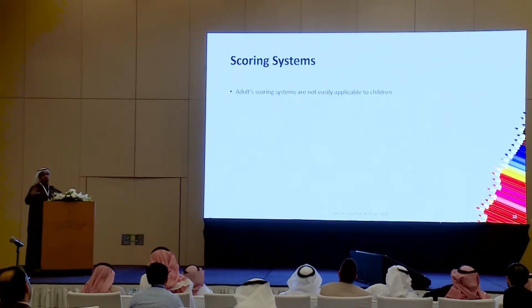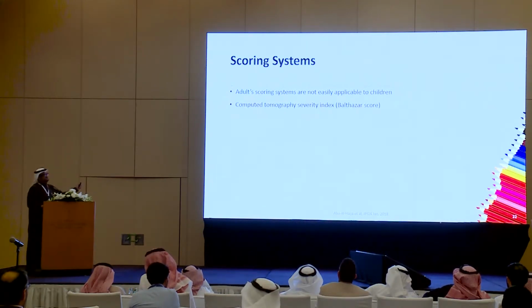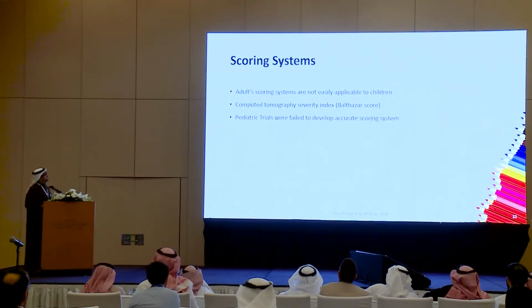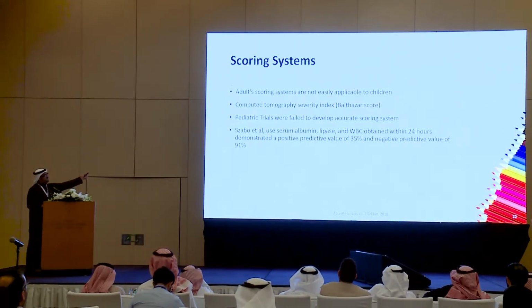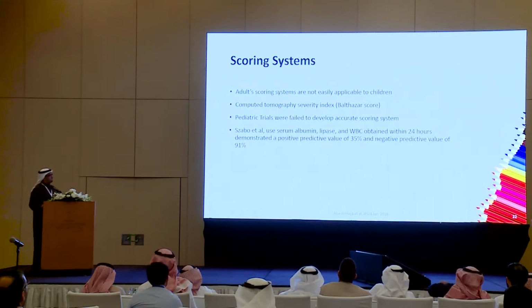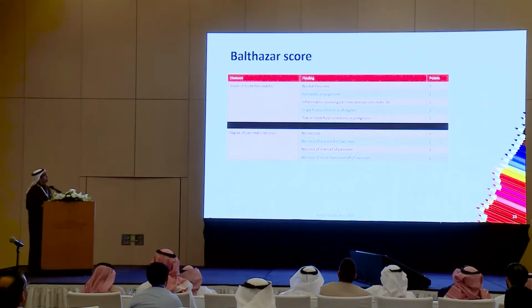Scoring systems in adults fail to be applicable in children. So nothing, not sensitive, not specific at the end. The only one is the CT. The CT is a good one. It is reaching around 90%. The pediatric trials always failed, maybe because of the difference of age, so we don't have till now an accurate scoring system. However, the latest one by Zabu depends on the albumin, lipase, and white blood cells within 24 hours. Maybe this is the best we got till now. Maybe we will have a better one later on.